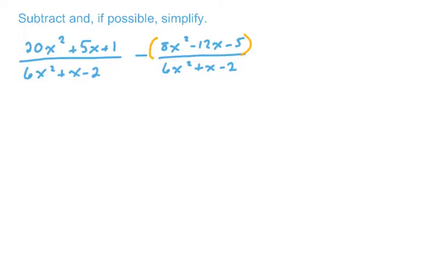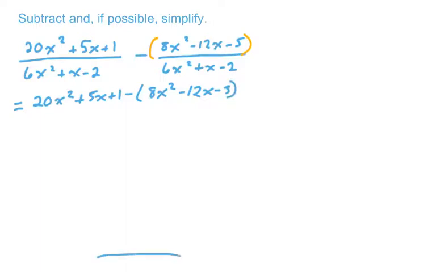So first thing we need to do is subtract our numerators. So we're going to have 20x squared plus 5x plus 1, and we're subtracting this whole thing of 8x squared minus 12x minus 5. And then this is going over top of our denominator, 6x squared plus x minus 2.